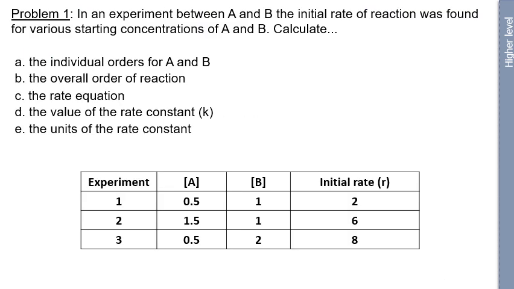So in an experiment between A and B, the initial rates of reaction were found for various starting concentrations of A and B. Okay, and that's placed in the table there. So what I want you to do is work out the individual orders for A and B, the overall order of the reaction, the rate equation, the value of the rate constant K, and the units of the rate constant. Okay, so you need to work that out for yourself, and then we're going to work out the answers in the next slide. So pause the video now, and then once you've done all your analysis, come back and see if you got it correct.